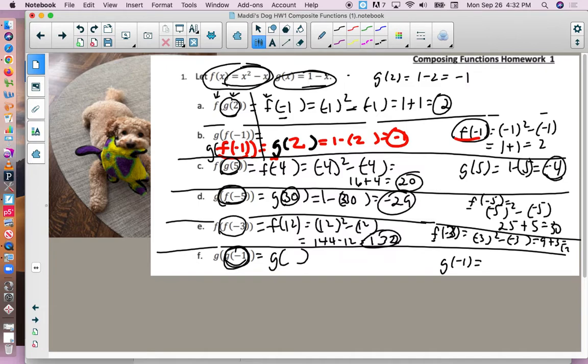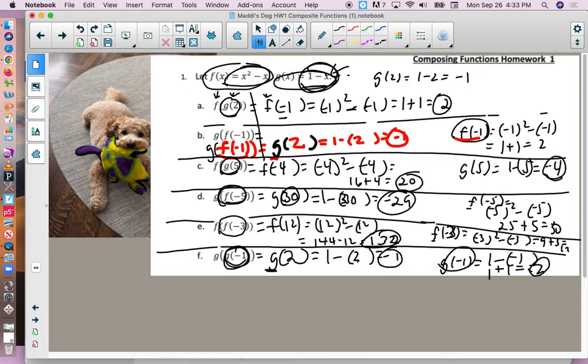All right, so be careful with your parentheses. g is 1 minus x. You're putting in negative 1. You get 1 minus negative 1. 1 plus 1 is 2. So now you know g of negative 1 can be replaced by 2. And then go back to function g. And you say 1 minus x, which is 2. So you get negative 1.